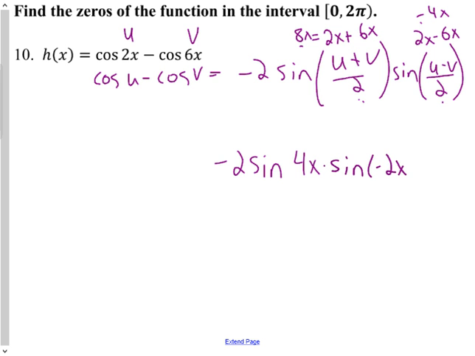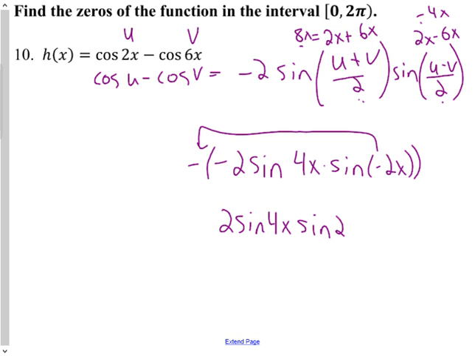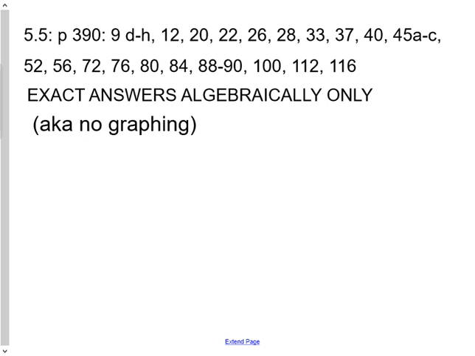And then we deal with the negative sign. This negative is going to come out front, which is going to give us a double negative, which will leave us with positive sine of 4x, sine 2x. And that is our final question of the lesson. If you have any questions, feel free to ask, and the homework around there. Also, we're looking for exact answers using algebra only, meaning no graphing, even if the question asks for it.